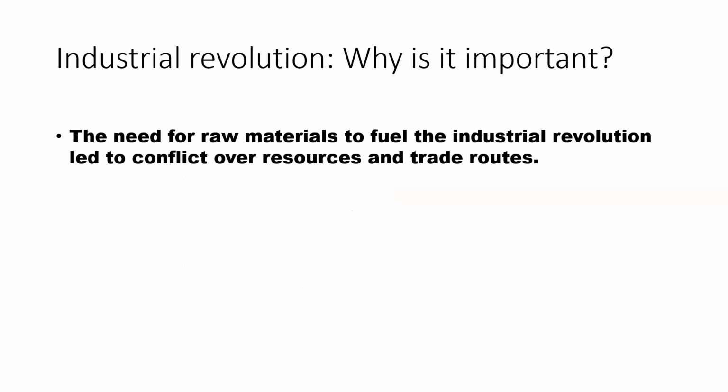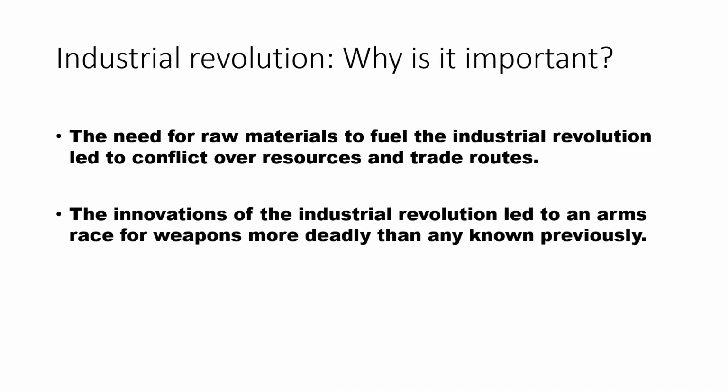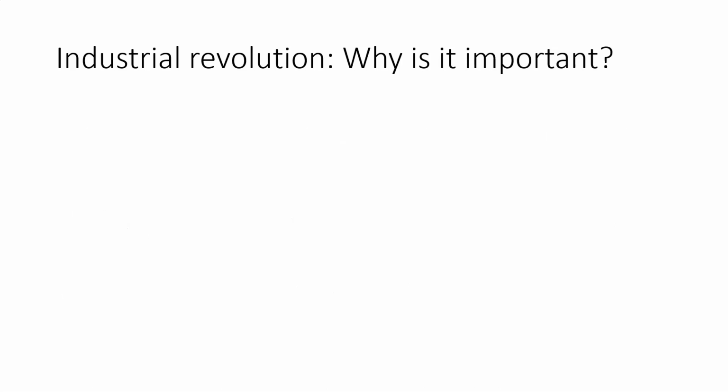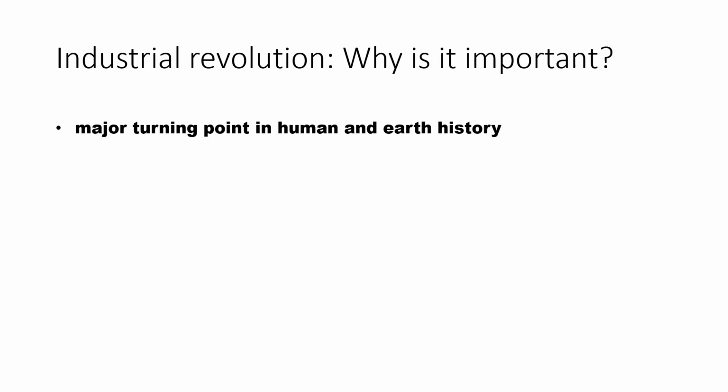So why is the Industrial Revolution important? The need for raw materials to fuel the Industrial Revolution led to conflict over resources and trade routes. The innovations of the Industrial Revolution led to an arms race for weapons more deadly than any known previously. And we began to consume the Earth's resources faster than the Earth could produce them. We pollute it more than the Earth could absorb. So the Industrial Revolution is a major turning point in human and Earth history. We still feel its fire.